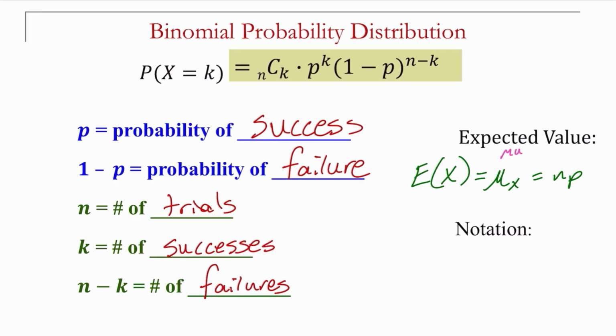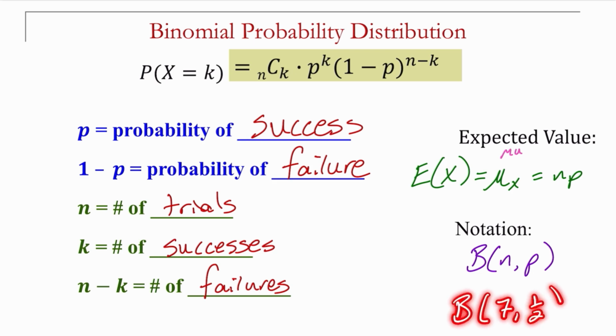It's pretty straightforward. Now, the notation that you'll sometimes see written for binomial distribution or binomial probability distribution is a capital B and then the parentheses n comma p. So if you had something like B and then 7 comma 1/2, that would mean there are 7 trials and the probability of success would be 1/2, and then the B indicates it's a binomial probability distribution.